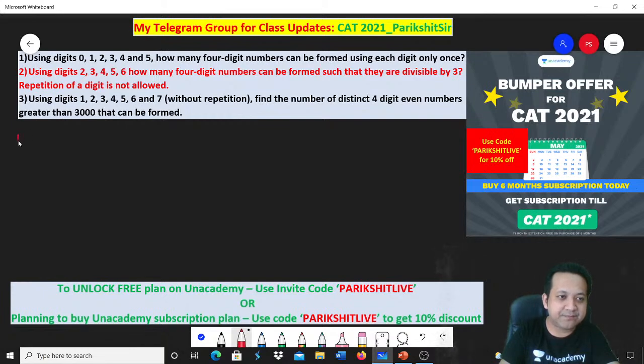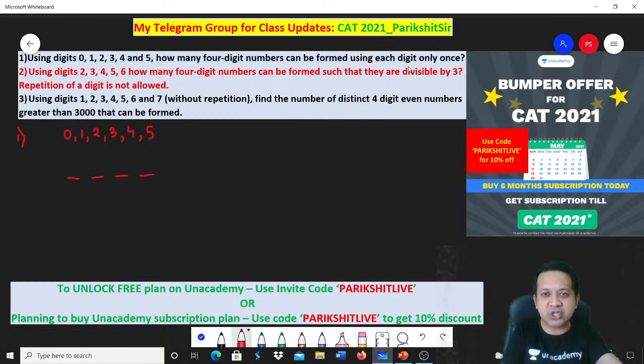Okay, let's have a look. So which digits are you being given? You are being given the digits 0, 1, 2, 3, 4 and 5. They are asking you need to form 4-digit numbers, correct? And they also say that each digit got to be used only once. In other words, repetition of digits is not allowed.